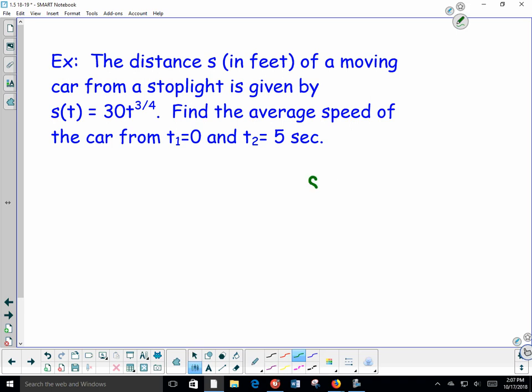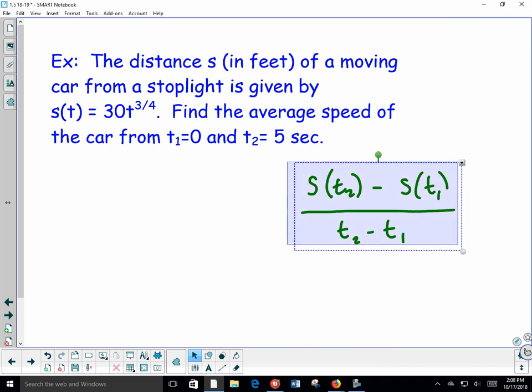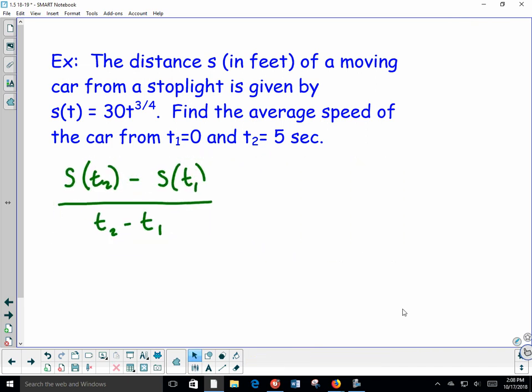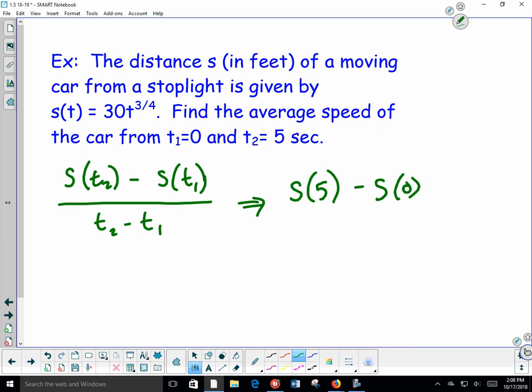In this case, I would say we want s of t sub 2 minus s of t sub 1 over t sub 2 minus t sub 1, right? Instead of f and x, I'm using s and t. So can you help me fill in some of those values here, Megan? So what am I filling in for t1? For t1, you're going to have 0. And what am I filling in for t2? So I'm going to rewrite this as s of 5 minus s of 0 over 5. Everybody okay with this?